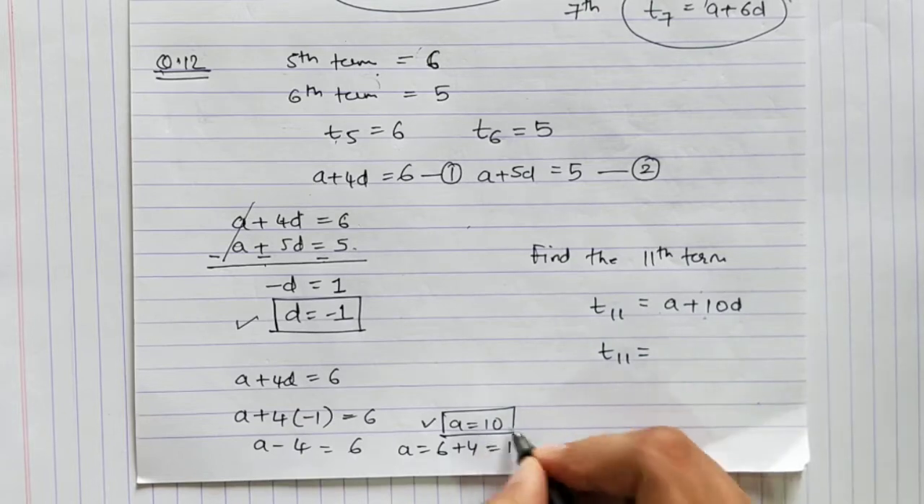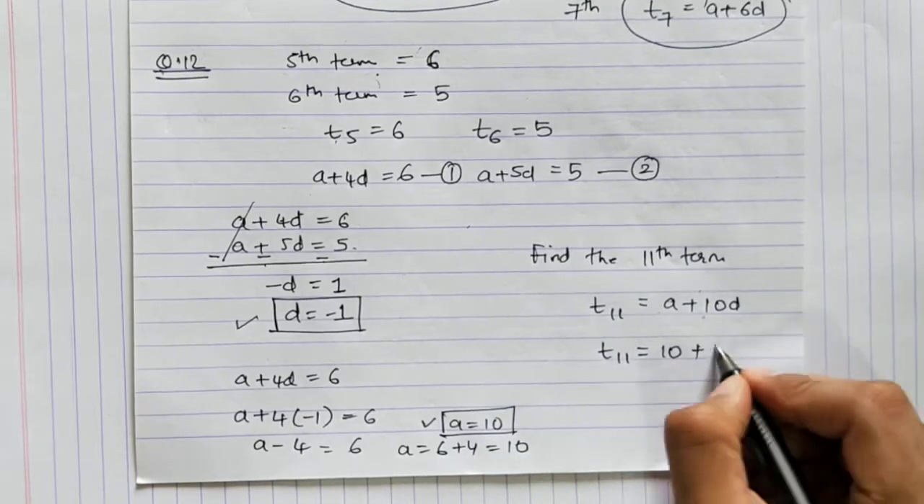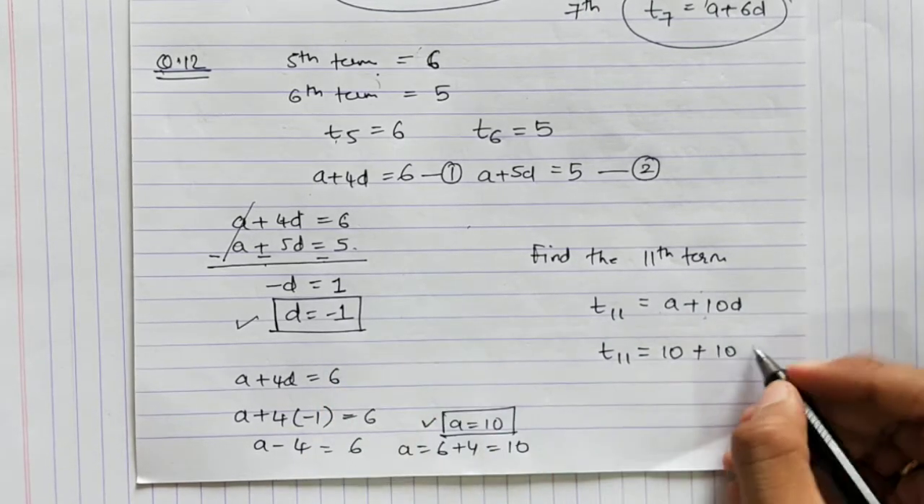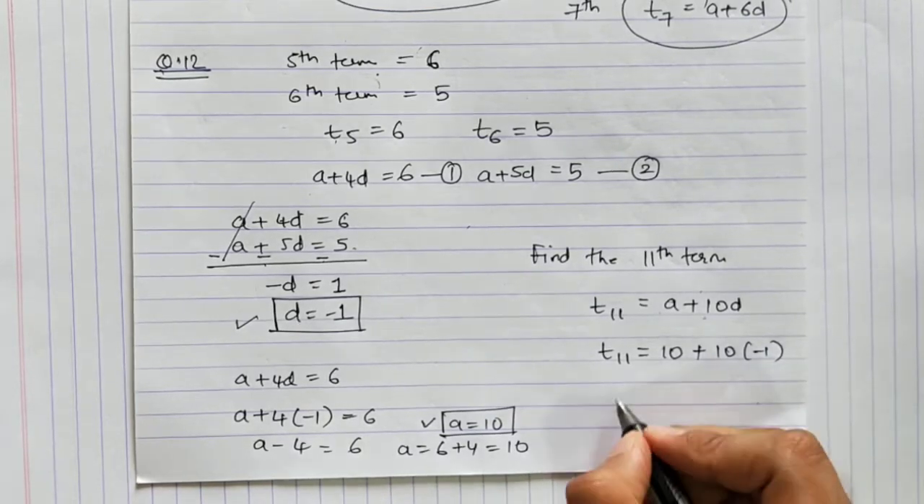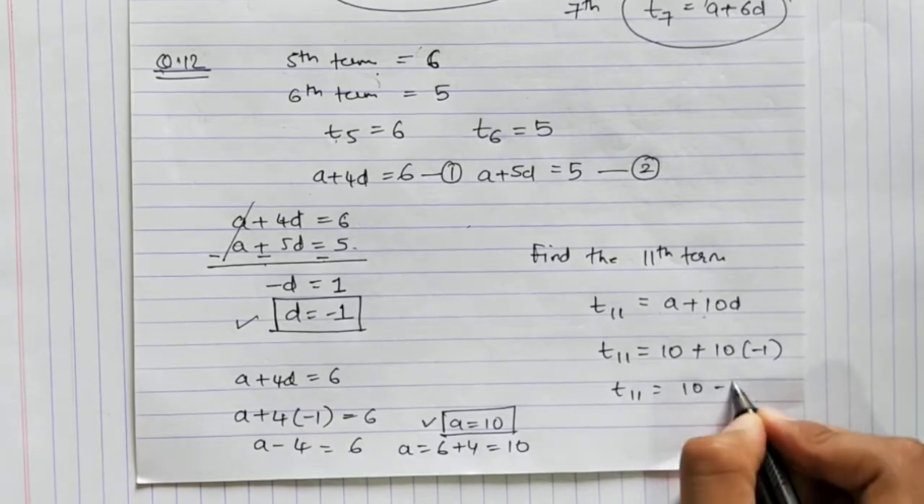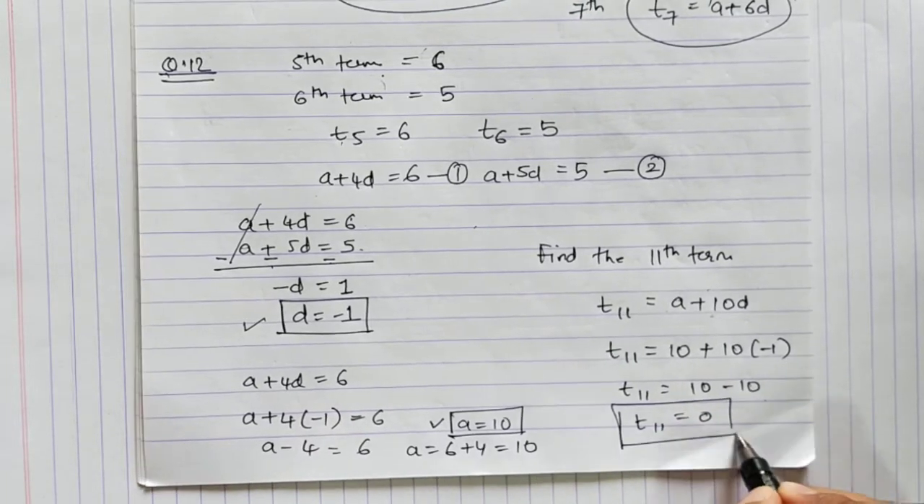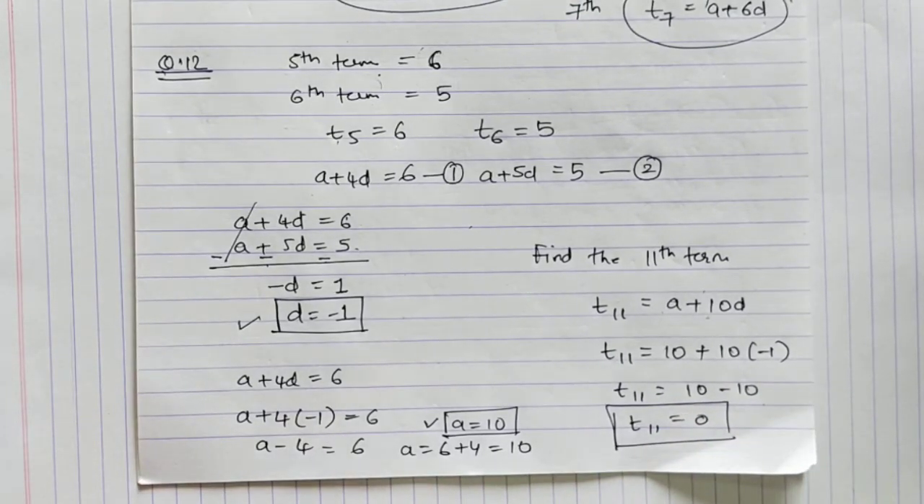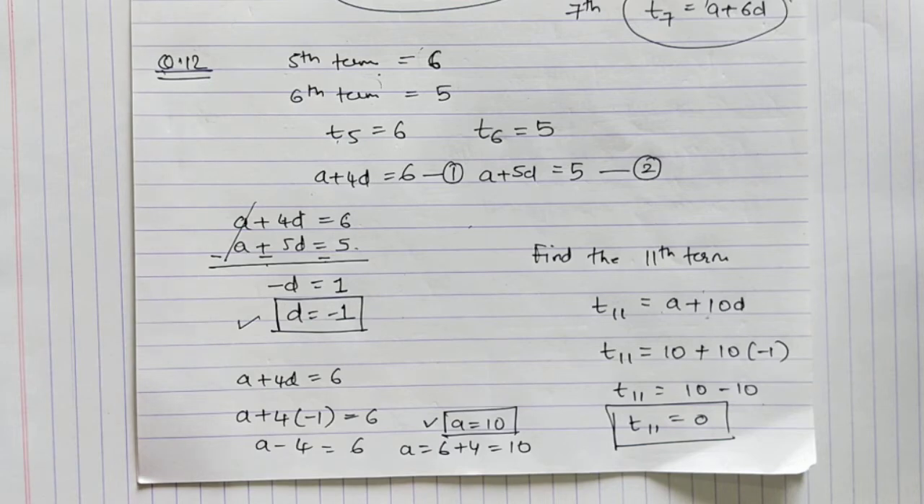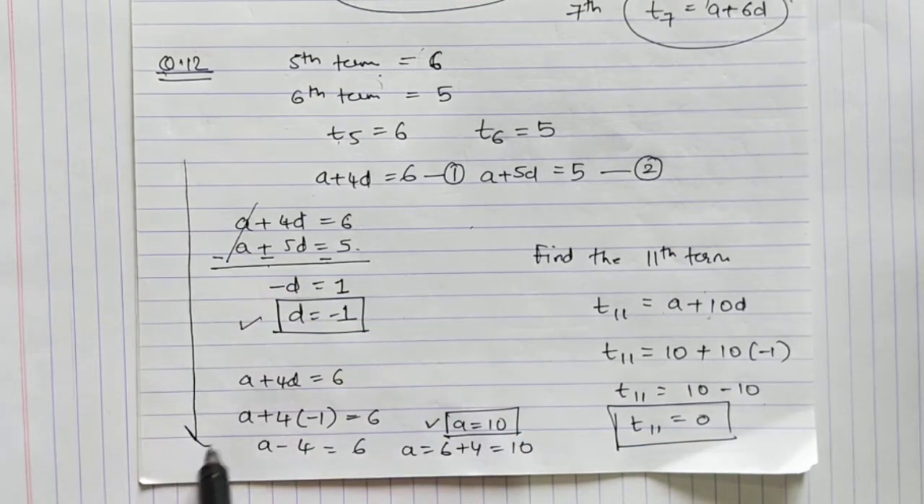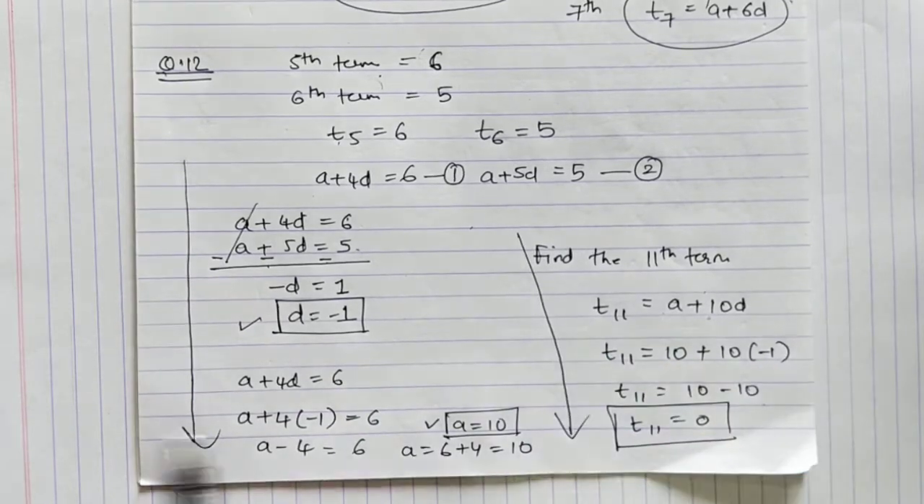तो अब हमें पता है a is 10, so I can substitute a as 10 and d we know is minus 1. So I'll put here minus 1. T11 is equals to 10 minus 10, that is 0. So I got the 11th term as 0. Yes, the terms can be 0. Okay, I hope you have understood the sum. Copy the sum in this sequence, first this and then this part.